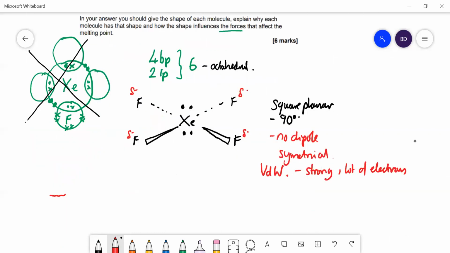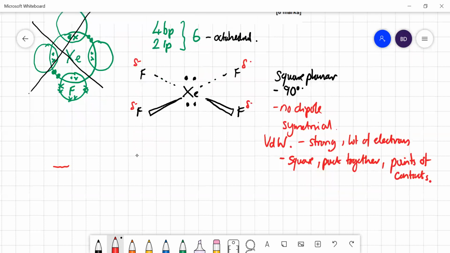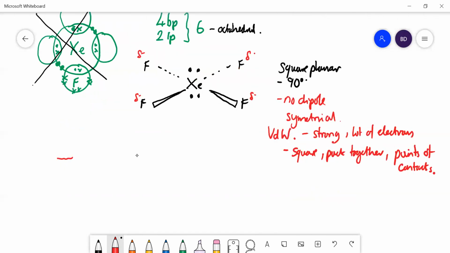So they're going to pack together well. So you're going to get lots of points of contact, strong van der Waals, okay? Which is perhaps why this one has got a higher boiling point than the phosphorus trifluoride. Now let's have a look at this phosphorus trifluoride now, which is probably a slightly more familiar example.